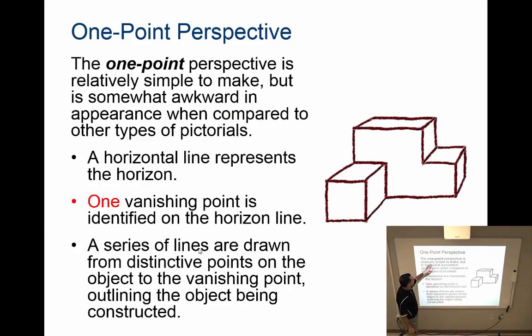It is probably the simplest to make of the 3. However, it's a little bit awkward in appearance in comparison to other types of pictorials. It's going to resemble an oblique in the sense that the front view is flat and then we have depth in one direction. But instead of the lines being parallel like an oblique, these are going to trail off to a vanishing point. So one vanishing point is identified at a horizon line, and then a series of lines from this object would trail to that point.